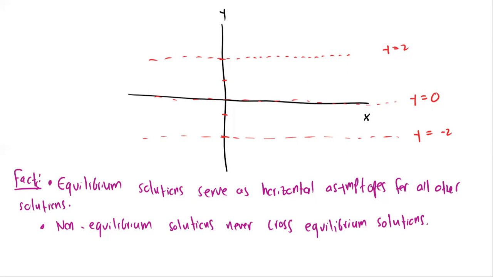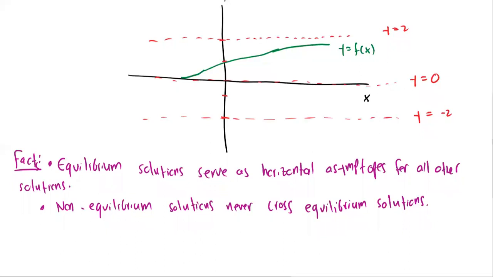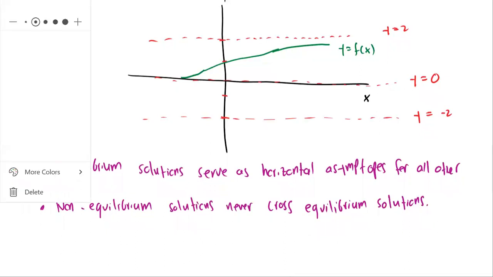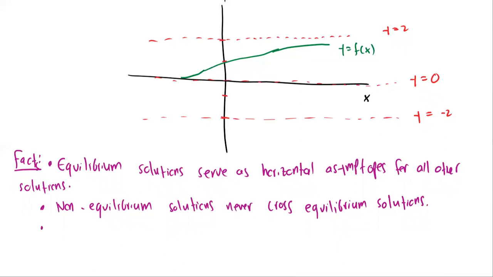other solutions, meaning that if I have a solution to this differential equation, and let's say that solution is somewhere here, that solution can never cross y equals 2 and y equals 0. That means that it's always going to stay in this particular region of the xy plane. So this could be a solution, y equals f of x. It's not a constant solution. It's not an equilibrium solution. Right? So non-equilibrium solutions never cross equilibrium solutions. What that means is that equilibrium solutions serve to partition the xy plane into regions where the other solutions lie.